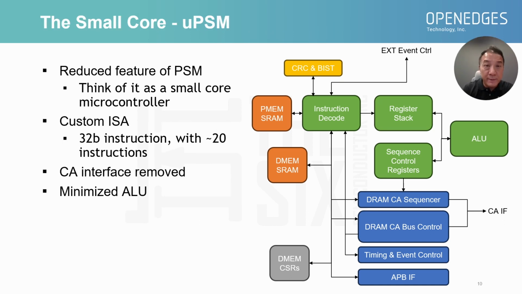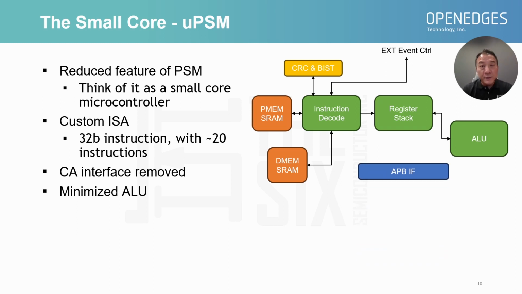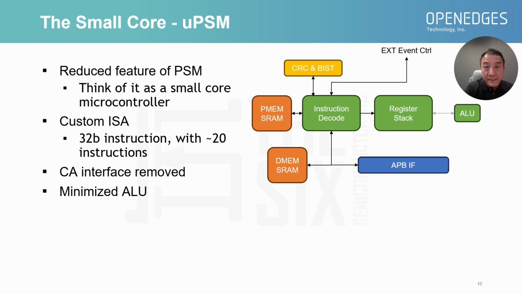Aside from the PSM, our PHY also has what is called a micro PSM, which is a reduced set of features from the PSM. You can think of it as a small core microcontroller. It also has a set of custom instructions that are 32 bits wide, with about 20 instructions in total today. It essentially has the CA interface removed, as well as a smaller ALU relative to the PSM.